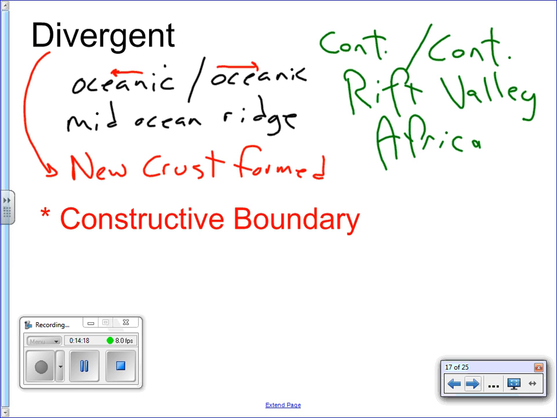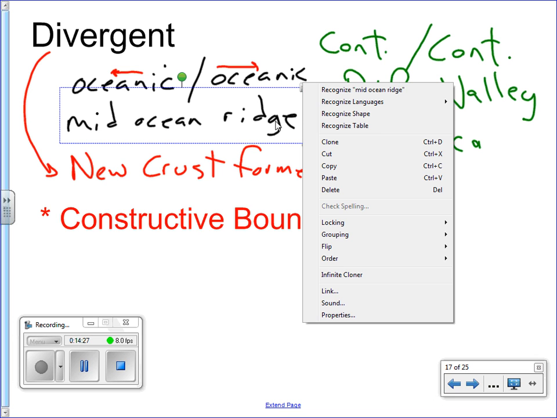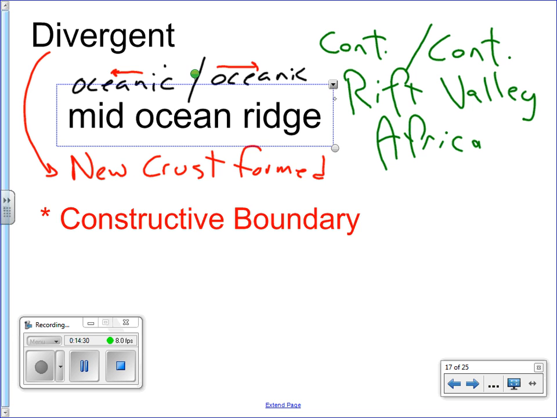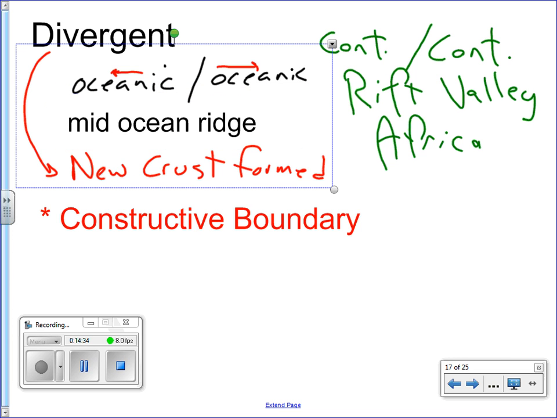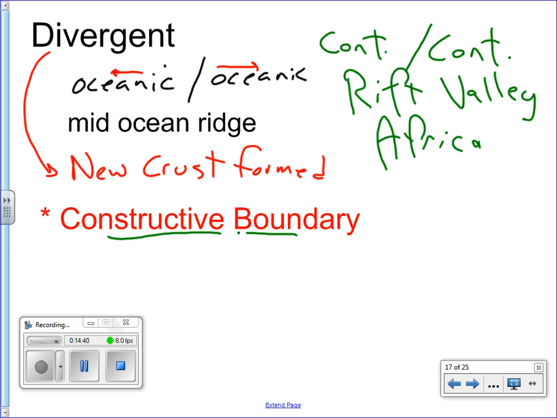So, divergent boundaries. You can either have oceanic crust. This happens at a mid-ocean ridge. And as we talked about on the last slide, at the mid-ocean ridge, we have new crust being formed. So new crust is formed. It is a constructive boundary because we have new rock being formed.